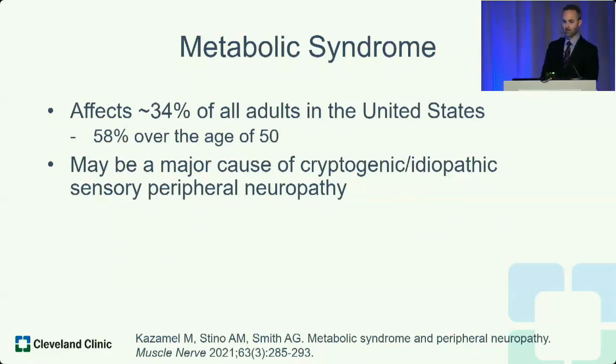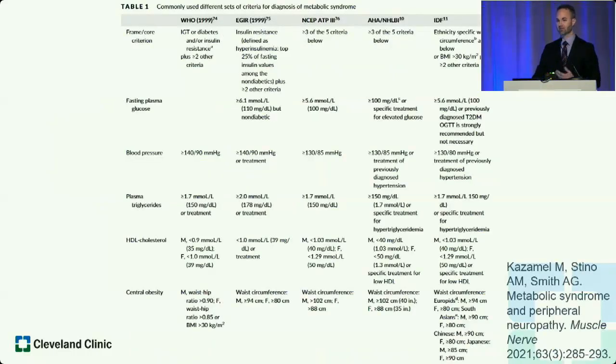And they only looked at pre-diabetes. There's been some work from Virginia and some other places that have revisited this idea in the last couple of years. And again, this idea of metabolic syndrome has been the focus that they've had. And it's incredibly common. It's becoming more common. And again, the older a patient is, the more likely they are to have this. And we're finding that it actually may end up being a major cause of cryptogenic neuropathy, specifically sensory predominant.